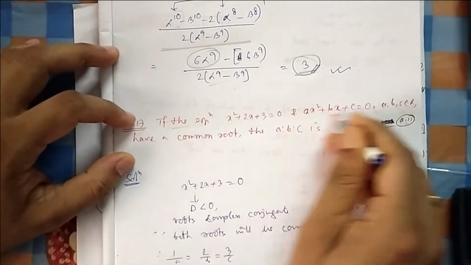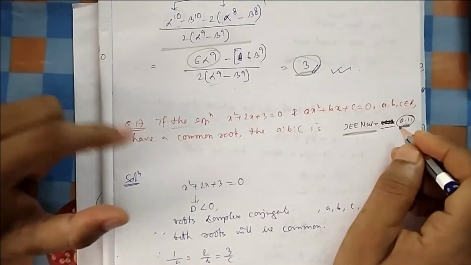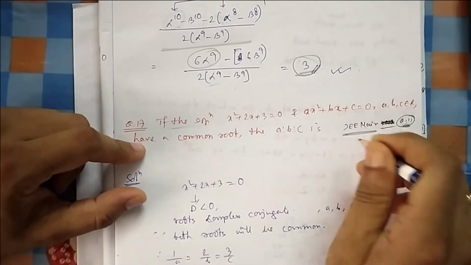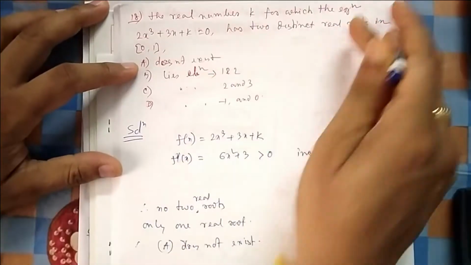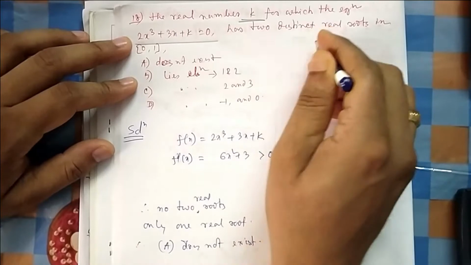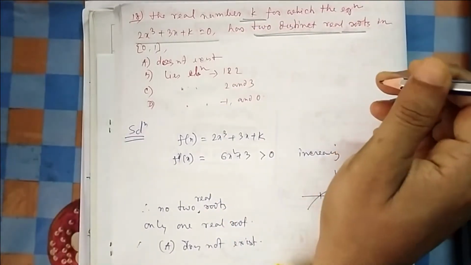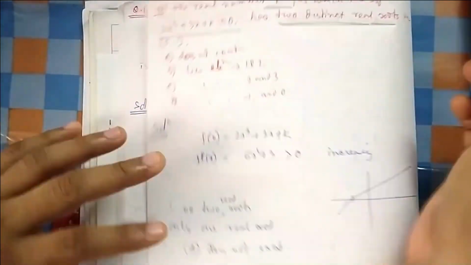Now this is 17, and we have already done it in JEE Main questions. You can see in question number 11, that is an intermediate level quadratic equation. Now in question number 18, the real numbers k for which the expression has two distinct real roots in 0, 1.